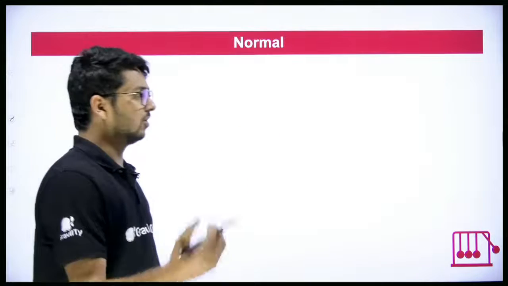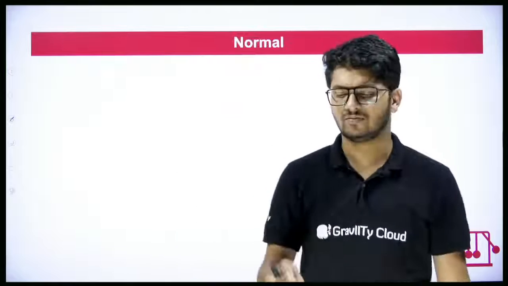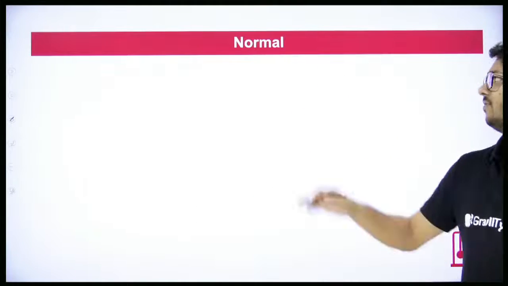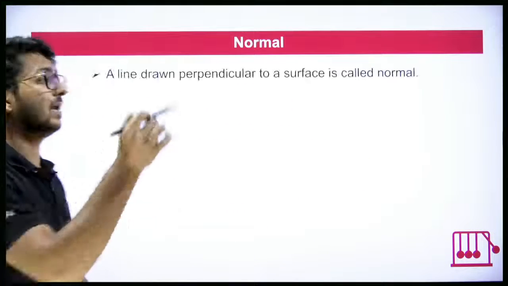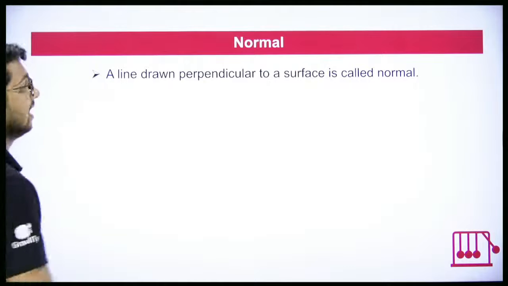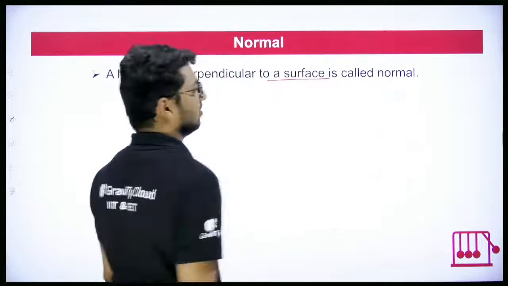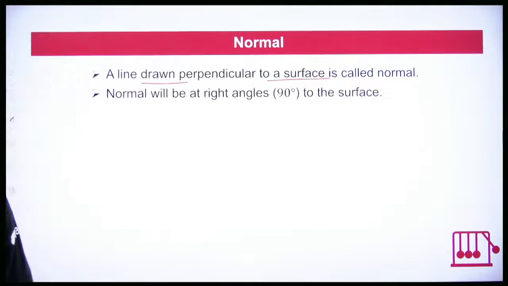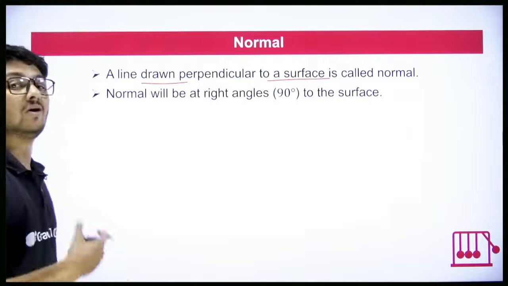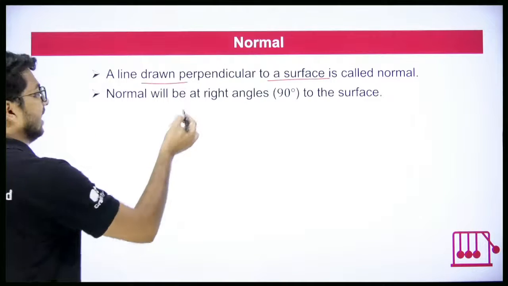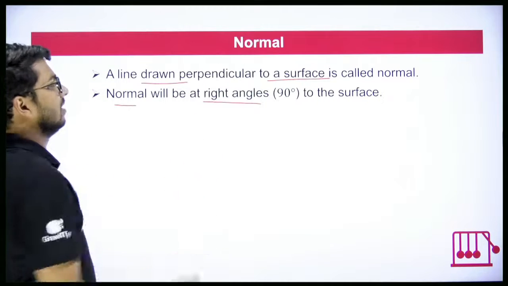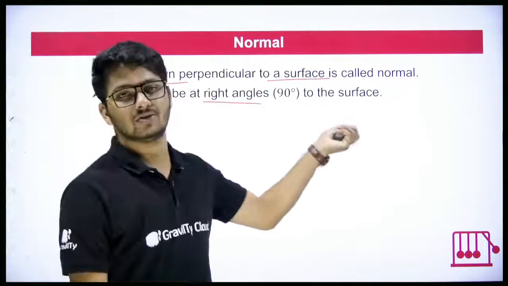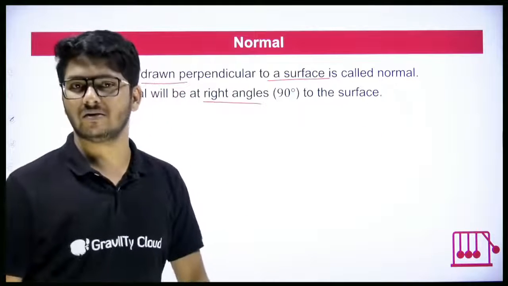Okay, good. But before that, we have to understand a few topics, a few concepts. First of all, there is something called as normal. What is normal? Normal is just a line, but which line? A perpendicular line. A line drawn perpendicular to a surface is called normal. When I say perpendicular, what will the angle be? 90 degrees. So 90 degrees is nothing but right angles. So normal will be at right angles to the surface or at 90 degrees to the surface.